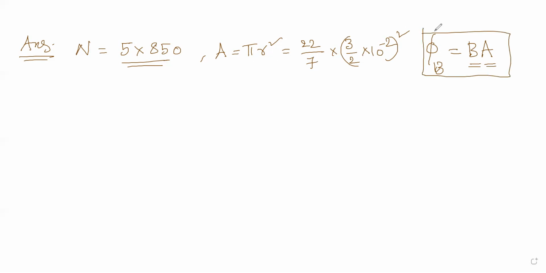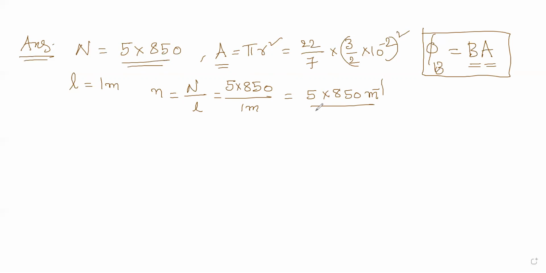This is how one can calculate the flux. Now for that the area is given. So first idea is to calculate the magnetic field, and the L value they have given as 1 meter. So N, let us calculate, that is N by L. So that is 5 into 850 whole divided by 1 meter. So that happens to be 5 into 850 meter inverse. So as I told you, the N value will be in terms of meter inverse.